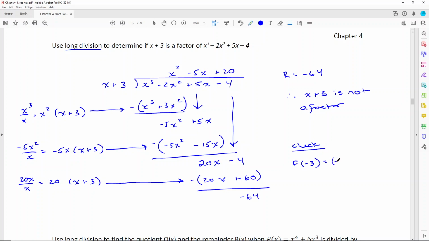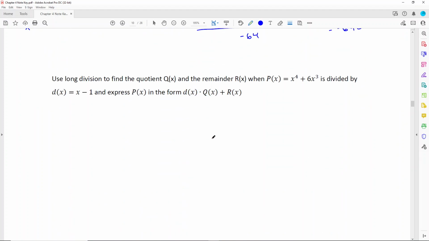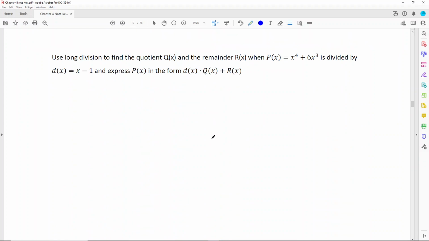If I plug in -3 for x, I get -3 cubed minus 2 times -3 squared plus 5 times -3 minus 4. If I plug that into my calculator, I'm hoping I get -64. So let's check. -27 minus 2 times 9 minus 15 minus 4 gives me -64, right? I'm all good. I did it correctly. So if you're understanding this, this is a great spot to pause the video and give this one a go.